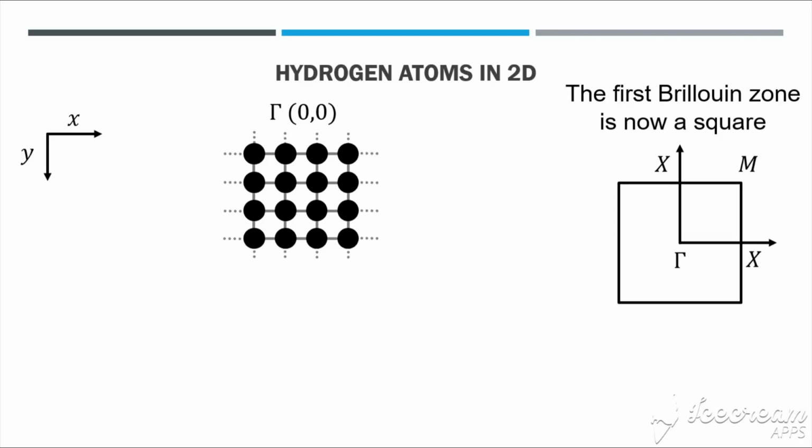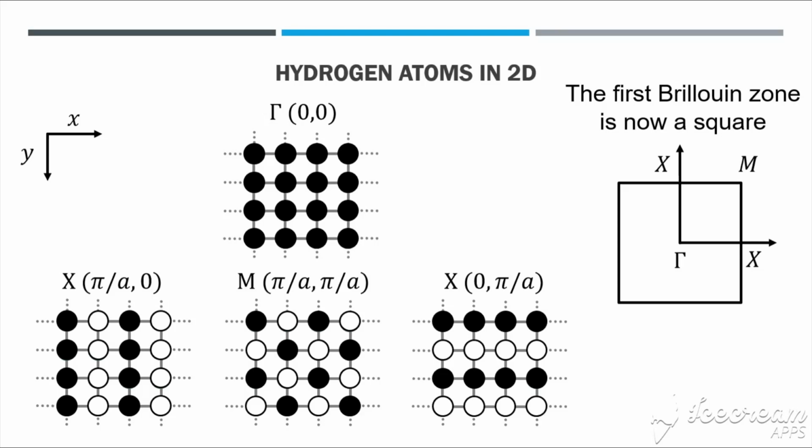This represents a case where all of the 1s orbitals in our hydrogen sheet are in phase with one another, the lowest energy molecular orbital in this case. Similarly, we can assign other points with different symbols. However, since our first Brillouin zone is a square now, we need to take symmetry into account. If we have either kx or ky equal to pi over a and the other equal to 0, shown as capital X on the picture over here.